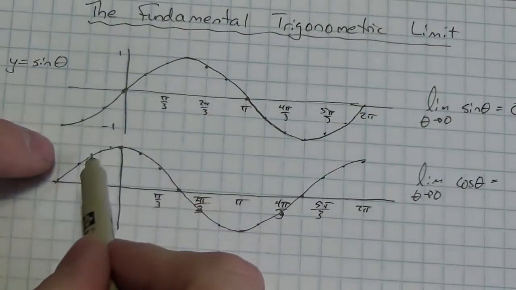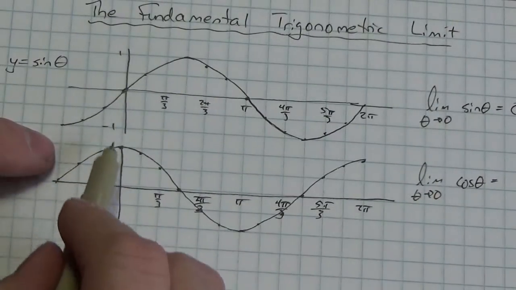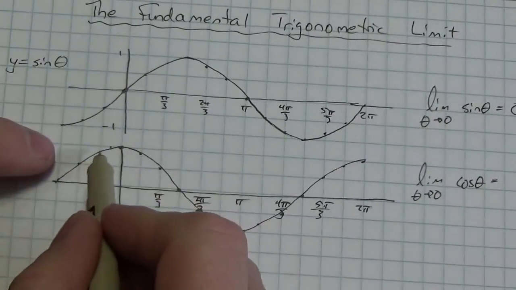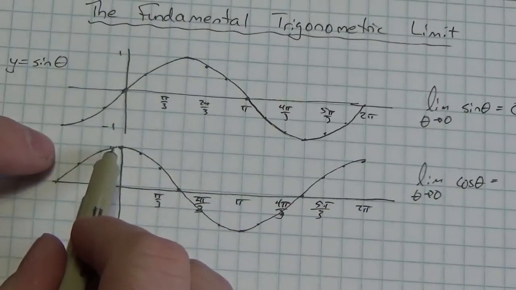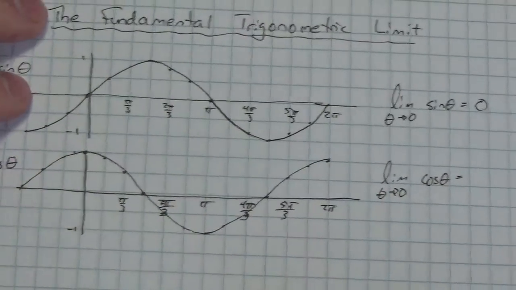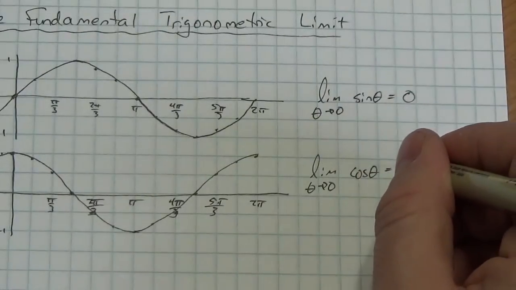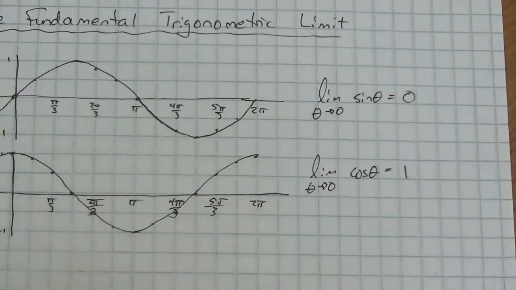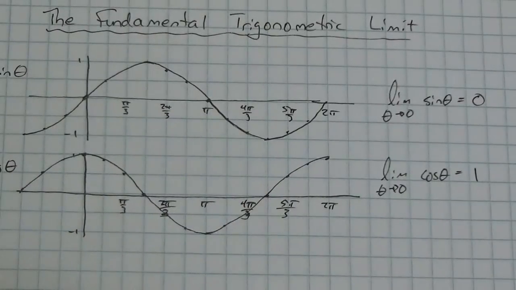As you take a look at all of the points, this infinitude of points that lead up to where theta is equal to 0, all of those y-coordinates, the values of the dependent variable, are getting closer and closer to 1. And that is true if you come at it from either the left or the right. And so the limit as theta approaches 0 of cosine is 1. Okay? And I'm just getting that based on those graphs there.